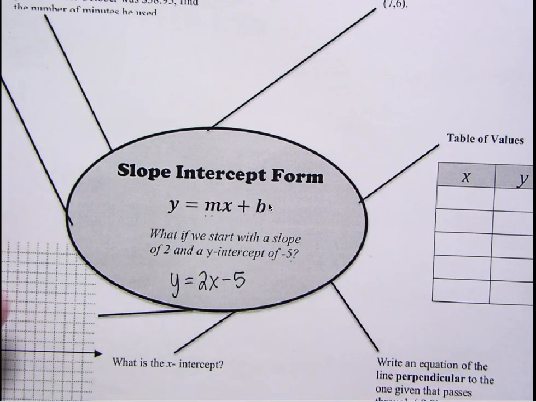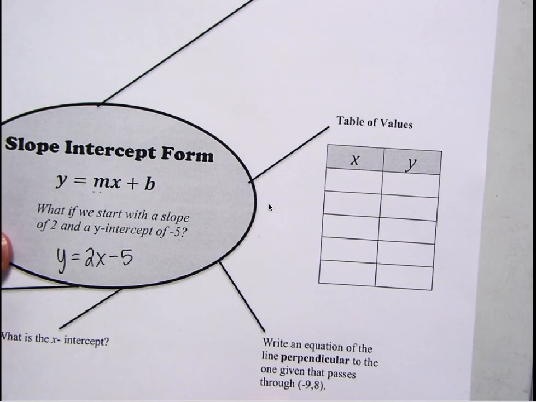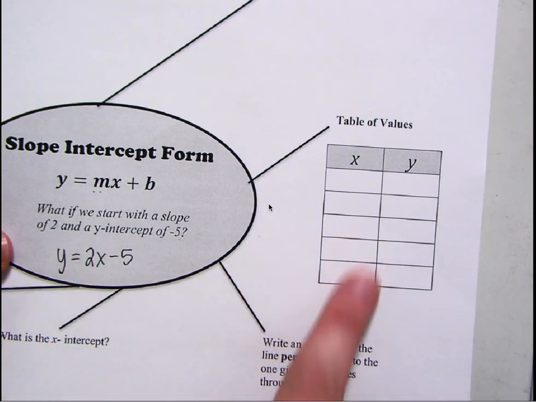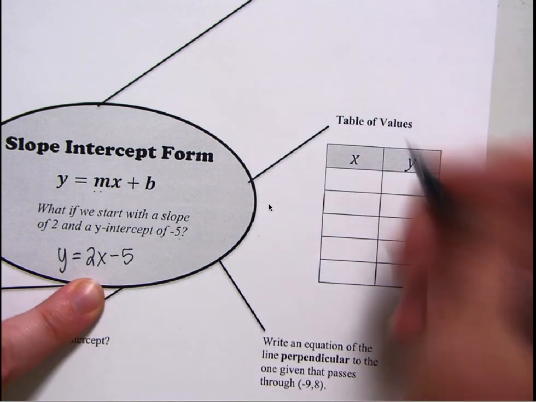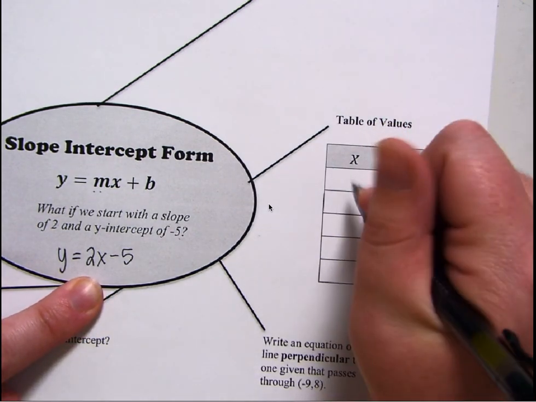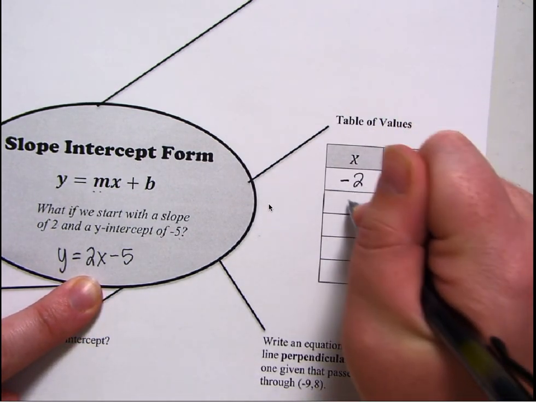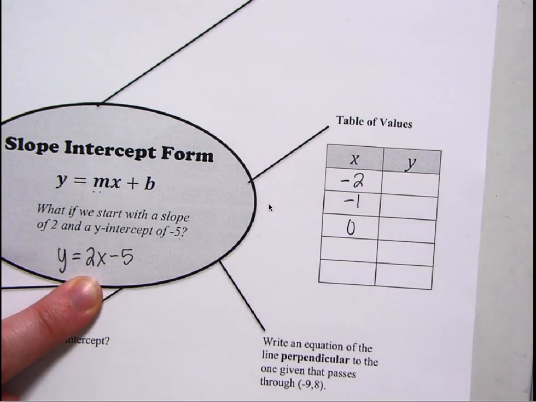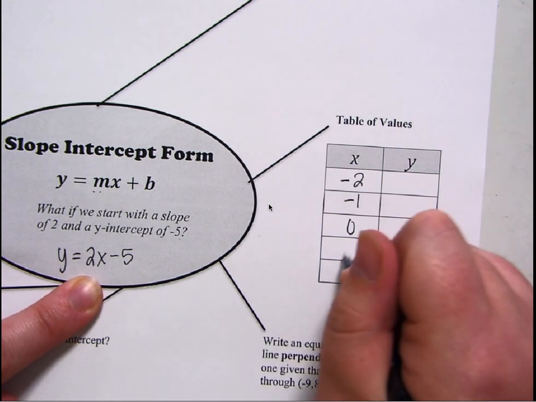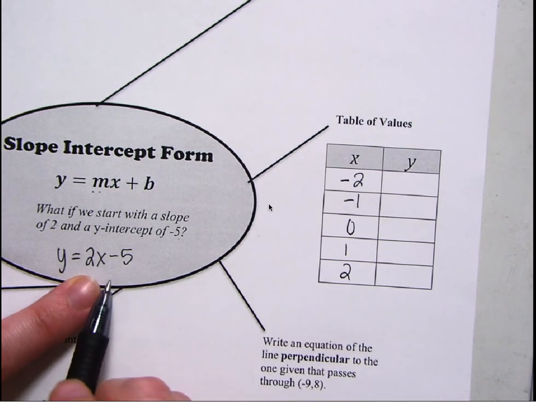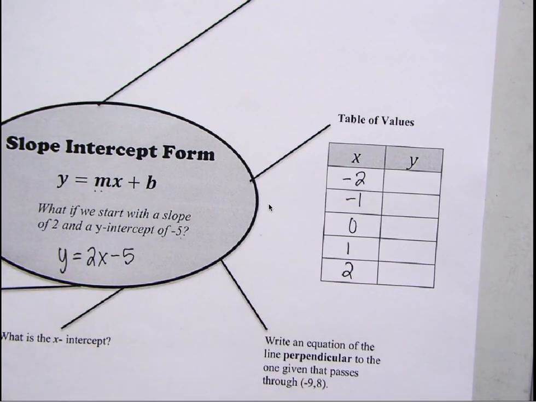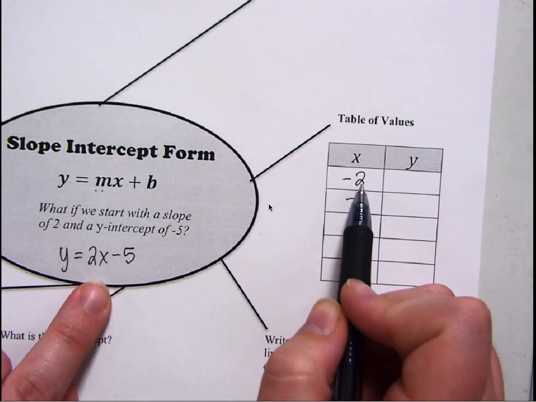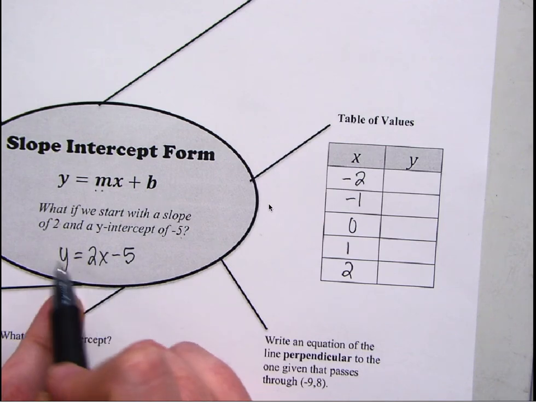Let's start with our table of values. This one's a little bit harder to start with the table of values, but really what you can do is just test different values of x. So I like to start with negative values, -2, -1. Make sure you get 0 and then 1 and 2. So we're picking just random x values, but I like to do them around what the center of the graph would look like.